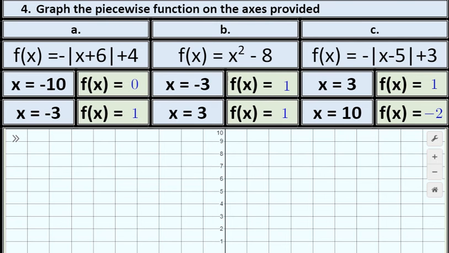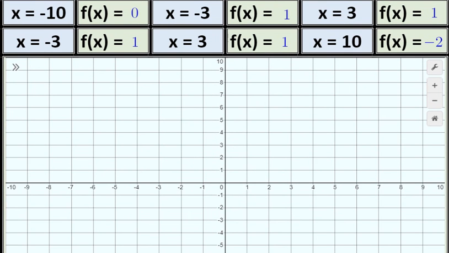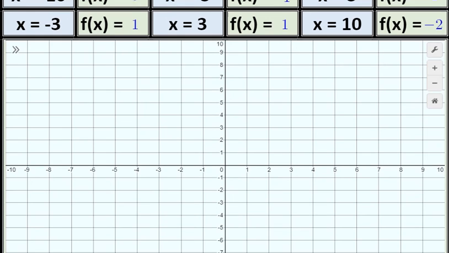So let's go through and plot the points we know. So the first thing we have is negative 10, 0, negative 3, 1. So I'll grab my plotting tool. I go to negative 10, and I stay right here on the x-axis because y is 0. And then I go to negative 3, and I go up here to 1. So I know these are the endpoints, though that's my domain in here. I can't just connect those 2 points because this is not a line.